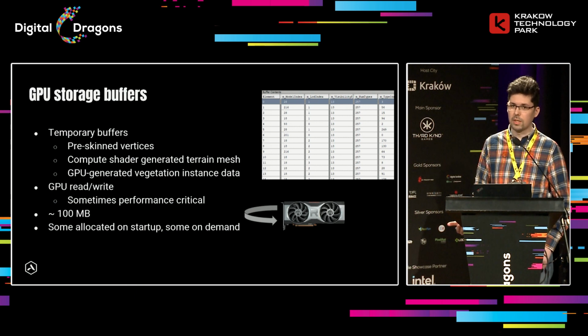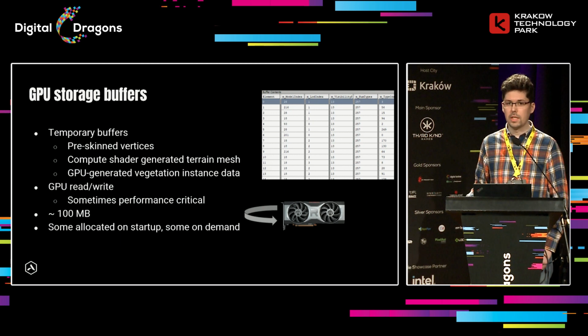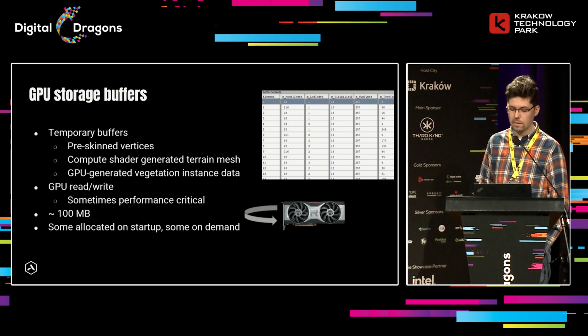So it's kind of similar usage to our render targets. The terrain mesh that we generate using a compute shader is also handled in the same way. We generate it at the start of the frame and then keep rendering it.